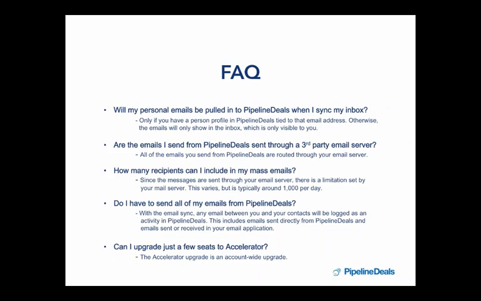Are the emails I send from Pipeline Deals sent through a third-party email server? All of the emails that you send from Pipeline Deals are routed through your email server. So when you connect it, you're basically just saying in Pipeline Deals, here's the message I want to send, here's who I want to send it to, and then we say, okay, great, Google, Microsoft Exchange, do your thing. That really helps with deliverability.